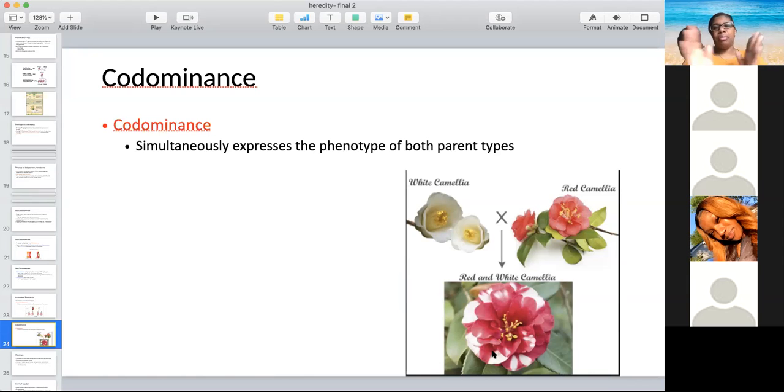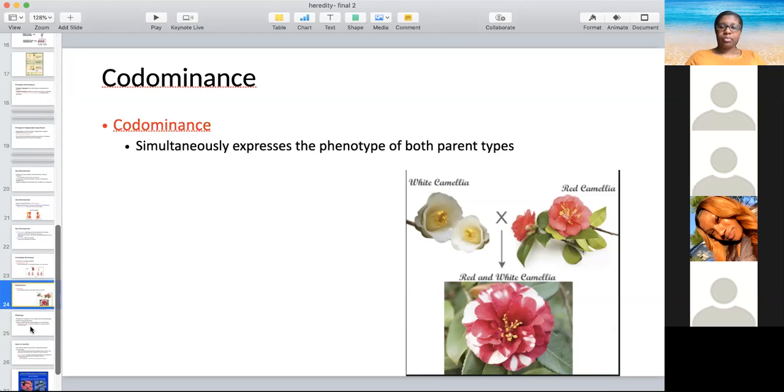So you should definitely be able to describe the difference between incomplete dominance and codominance and identify it. If I gave you a picture or a scenario or some kind of description, you should be able to determine which concept I'm referring to, incomplete dominance or codominance.